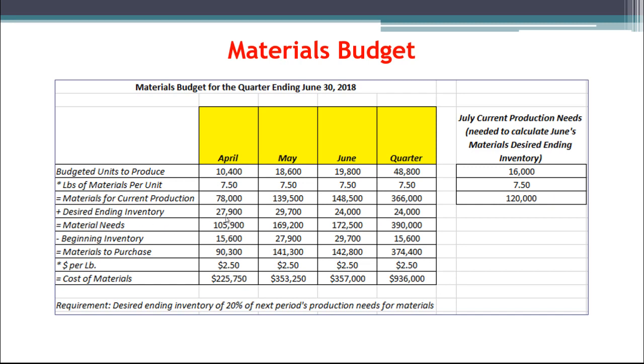So we added in the ending inventory. Now we know the materials we need. But again, we already have some, so we subtract out beginning inventory. That tells us the materials we need to purchase. And now we have one more thing to multiply that by. That's the price per pound, $2.50 per pound in this case. Now we've converted it to a cost of materials, but we also know a pound quantity of materials as well.